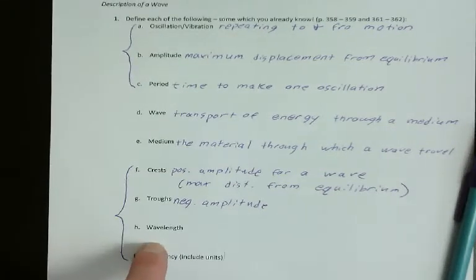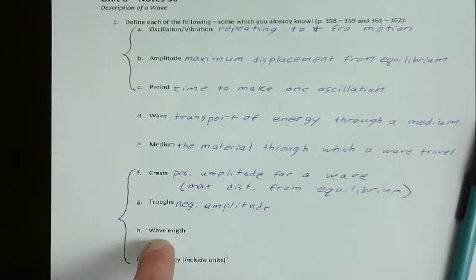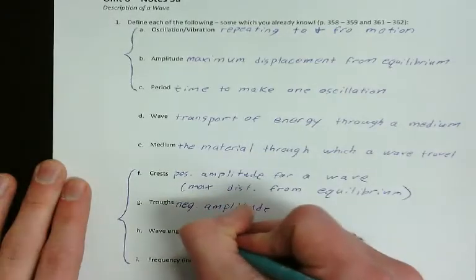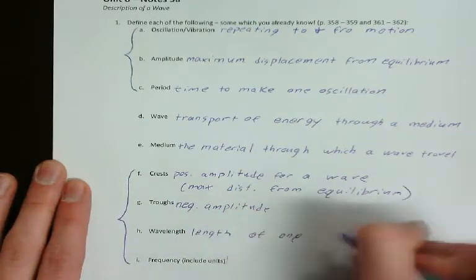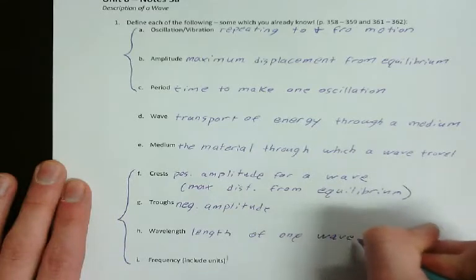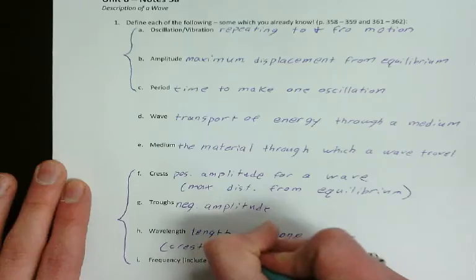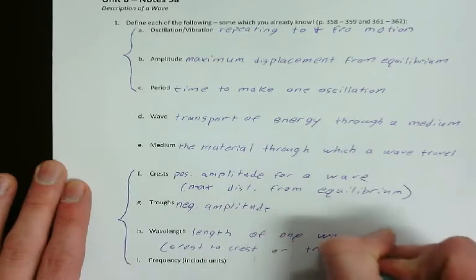Okay? Wavelength. Lucy, what you got for wavelength? Yeah, it's the length of one wave, which is usually measured from crest to crest or from trough to trough. So it's the length of one wave, which is, again, usually measured from crest to crest or trough to trough.